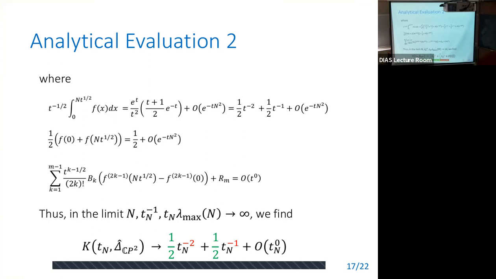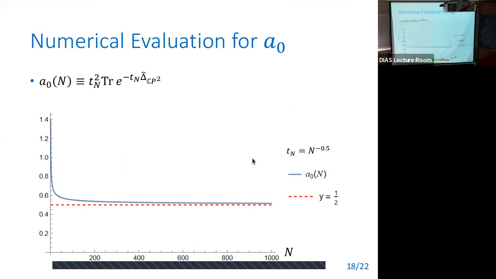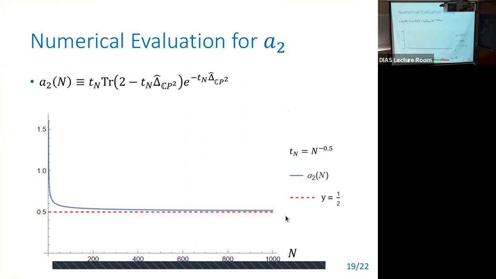We also evaluated these coefficients A0 and A2 numerically. So the expression given earlier for A0 was this. We can see in the large N limit it does tend to asymptote to 1/2, which agrees with the analytical expression. And the same is true for A2. Again, in large N, it does tend to asymptote to what was found to be the analytical value.